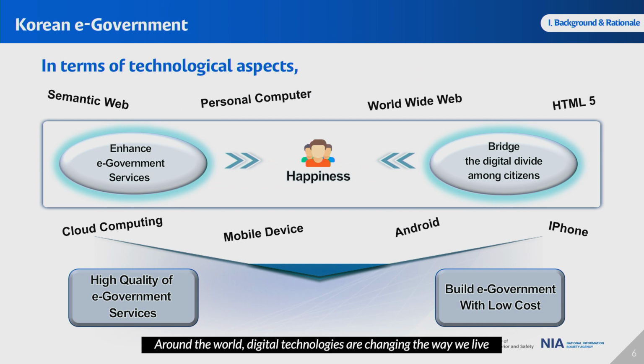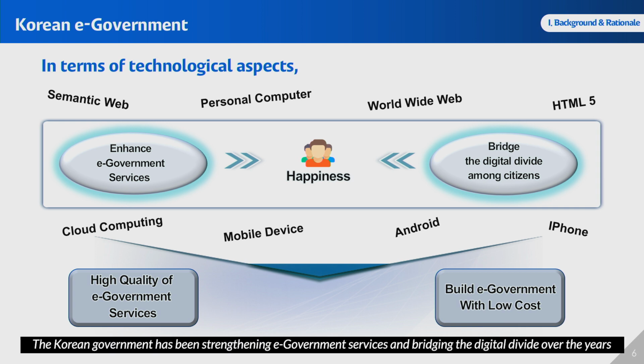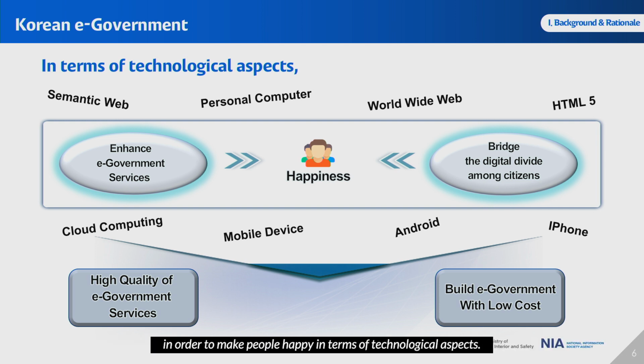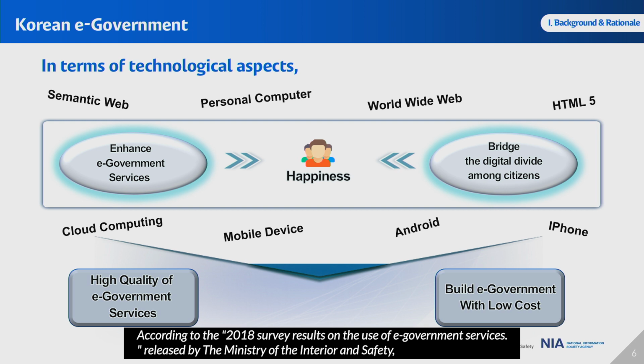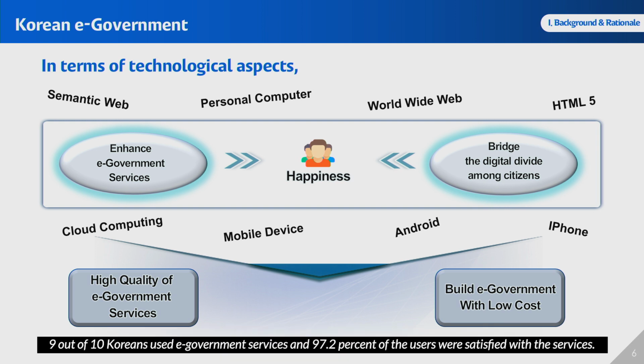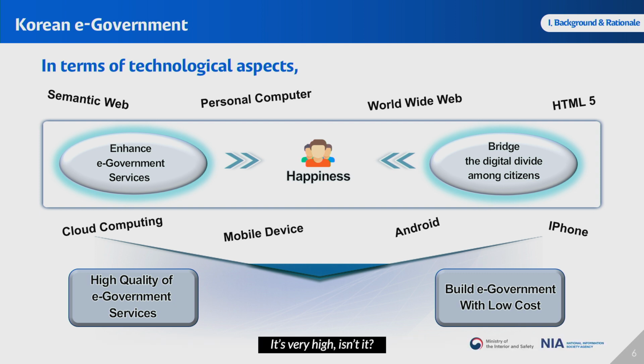Around the world, digital technologies are changing the way we live and work in ways we could not predict just a generation ago. The Korean government has been strengthening e-government service and bridging the digital divide over the years in order to make people happy in terms of technological aspects. According to the 2018 survey results on the use of e-government services released by the Ministry of Interior and Safety, 9 out of 10 Koreans used e-government service, and 97.2% of the users were satisfied with the services. It's very high, isn't it?